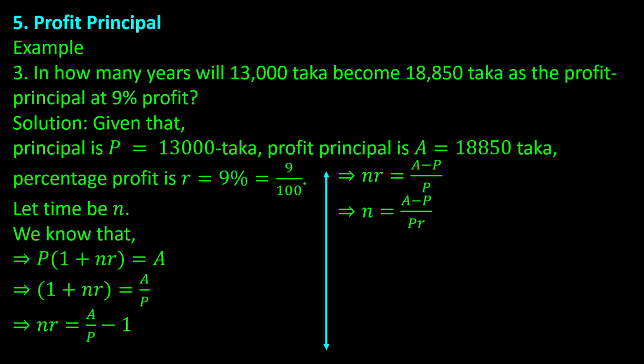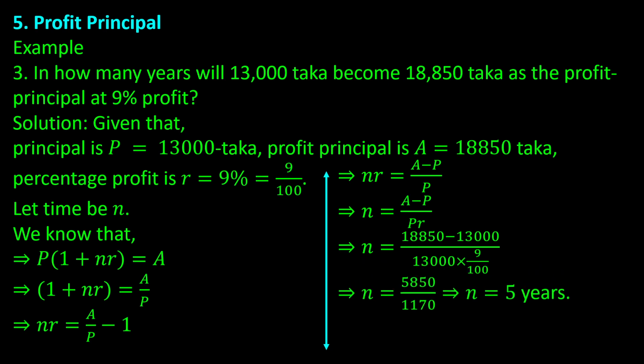Now N equals A minus P. That means in place of A minus P I put here A minus P, and in place of P I put here P. But since I bring an R from the left side to right side, then it will be the divisional form. That means it will come to the denominator position. So N equals A minus P divided by P R.